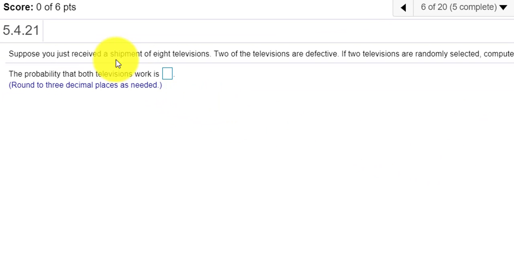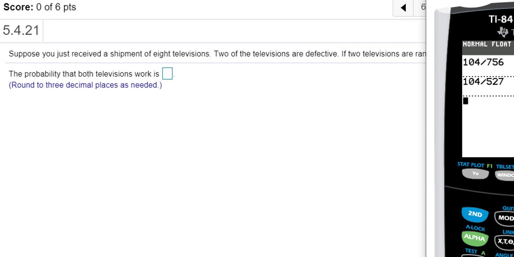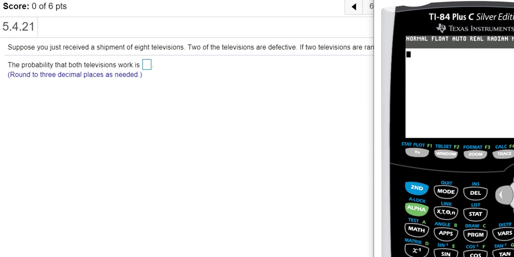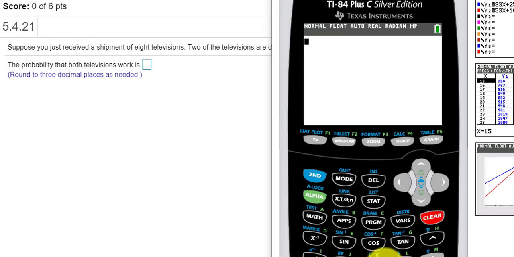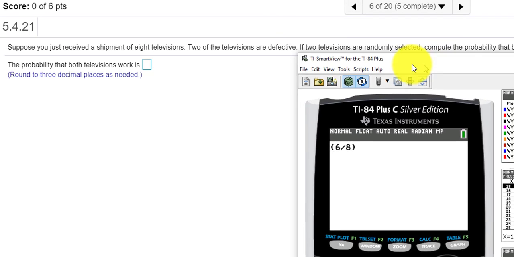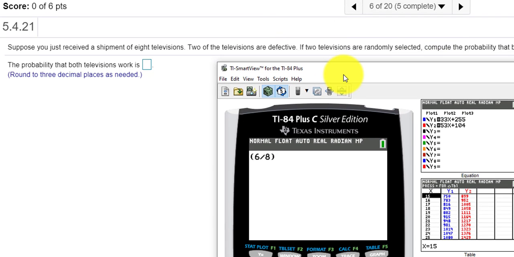So you can think of this as, it says that 2 televisions are defective out of 8 televisions. So if we have 8 televisions and 2 are defective, that means 6 of the 8 work, right? So 6 out of 8 televisions work. So the probability of picking one of those TVs that work would be 6 out of 8, because 6 of them work out of 8.